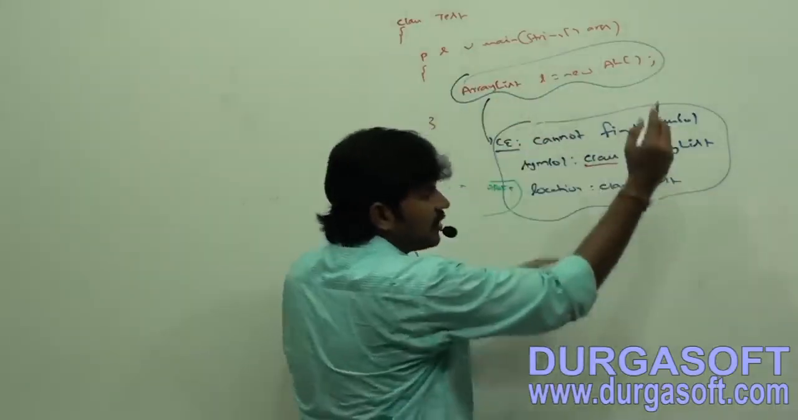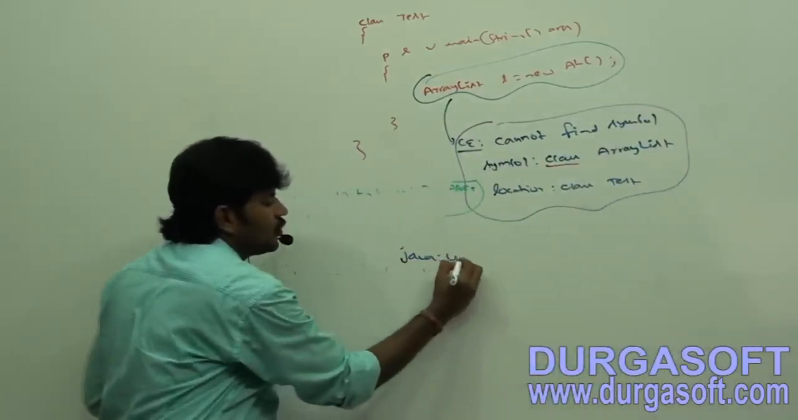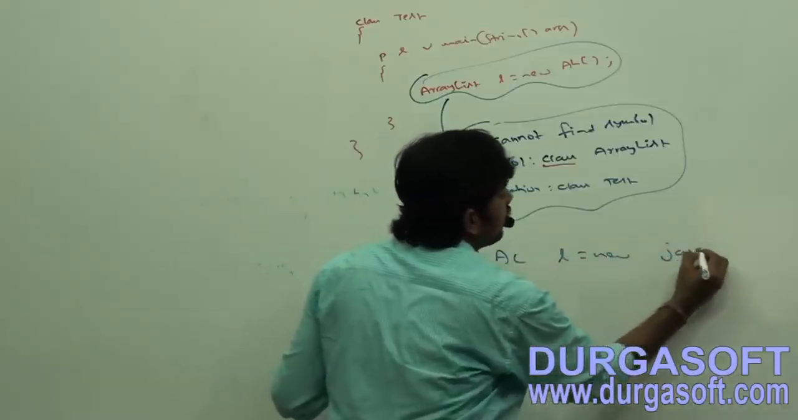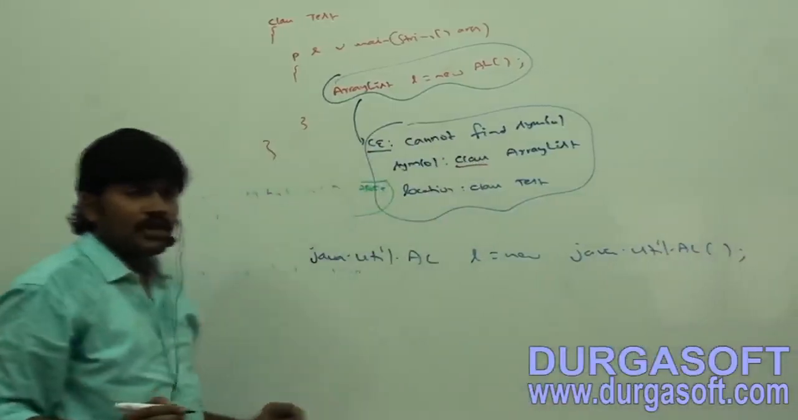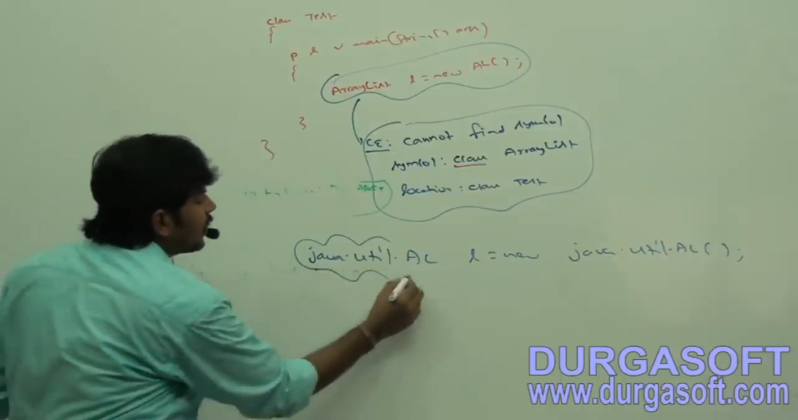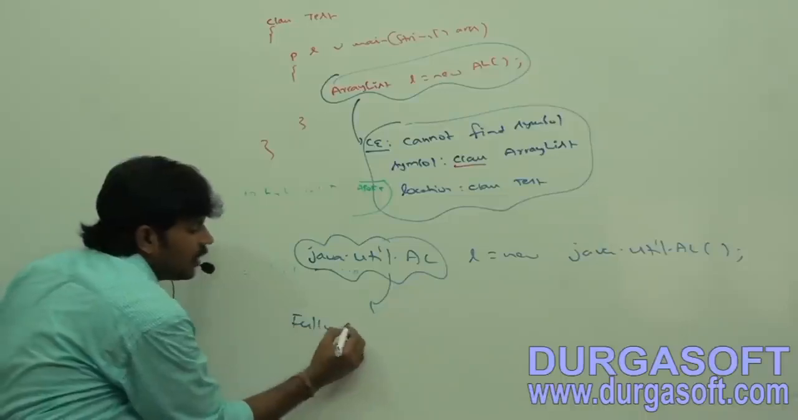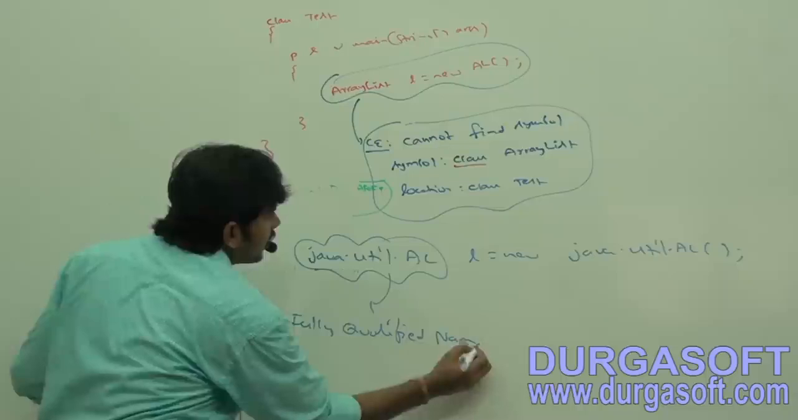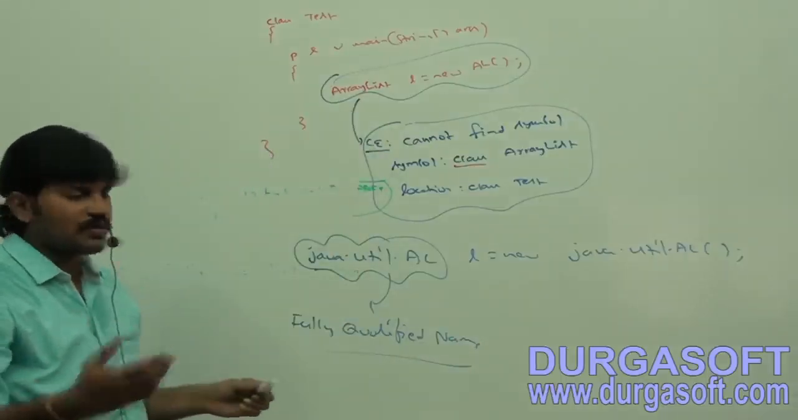Are you getting? Replace this line with, what is this line? java.util.ArrayList l = new java.util.ArrayList. If I use the fully qualified name, then automatically the problem will be solved. What is this one? Fully qualified name. Instead of the short name, it is better to use the fully qualified name.